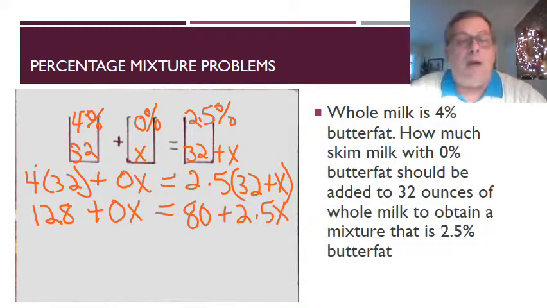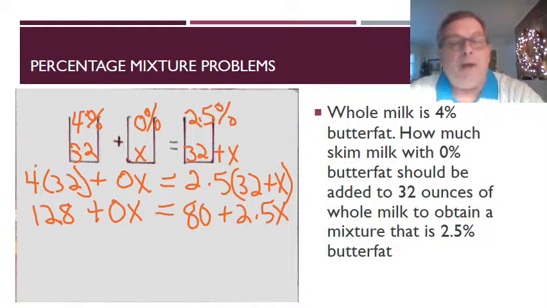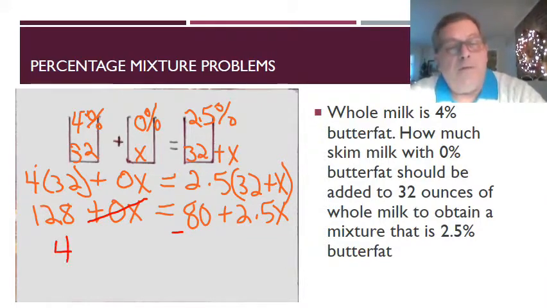All right, so I'm going to combine all my like terms. Well, obviously, I've got 0x right here. So it doesn't matter if I add or subtract. And I'm going to leave my x's over here on the right since I've got a positive over there. But I am going to subtract this 80 from both sides. And so that's going to give me 48 equals 2.5x.